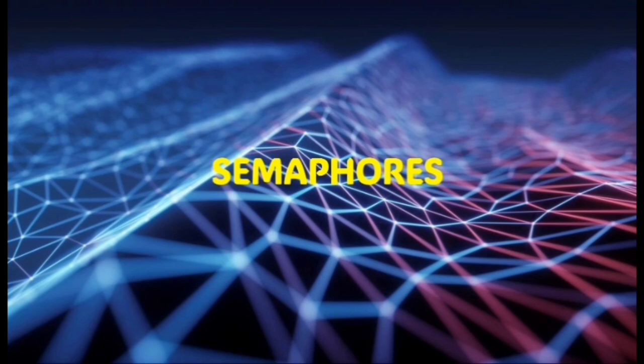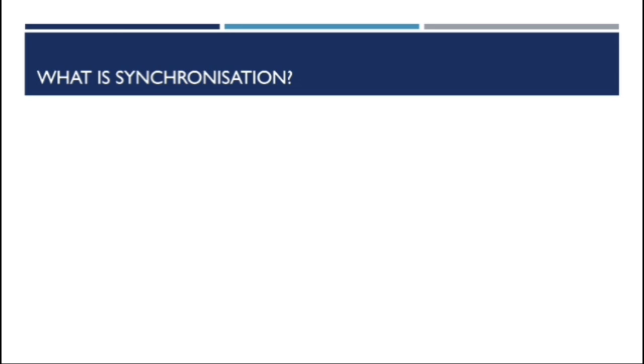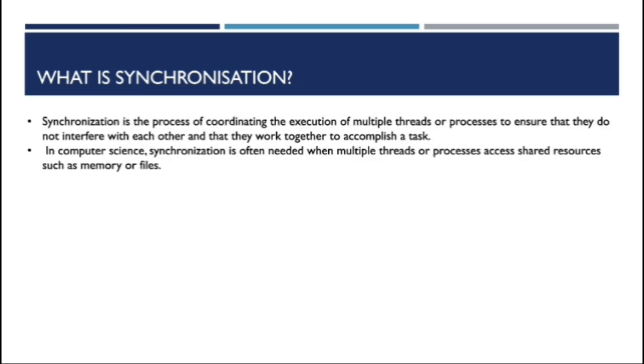In this video, we are going to discuss semaphores. First of all, we learn about what synchronization means. Now I'm going to discuss synchronization. Synchronization is the process of coordinating multiple processes to ensure that they do not interfere with each other and work together to accomplish a task, such as accessing shared resources such as memory or files.